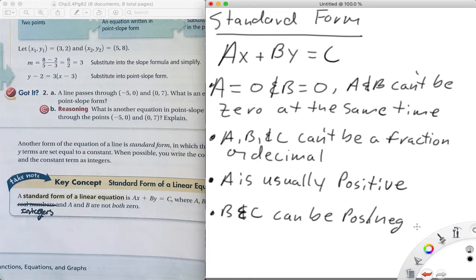So the conditions of standard form. A can be 0 and B can be 0. They just can't be 0 at the same time. A, B, and C can't be a fraction or a decimal. A is usually positive. B and C can be either positive or negative. Okay.